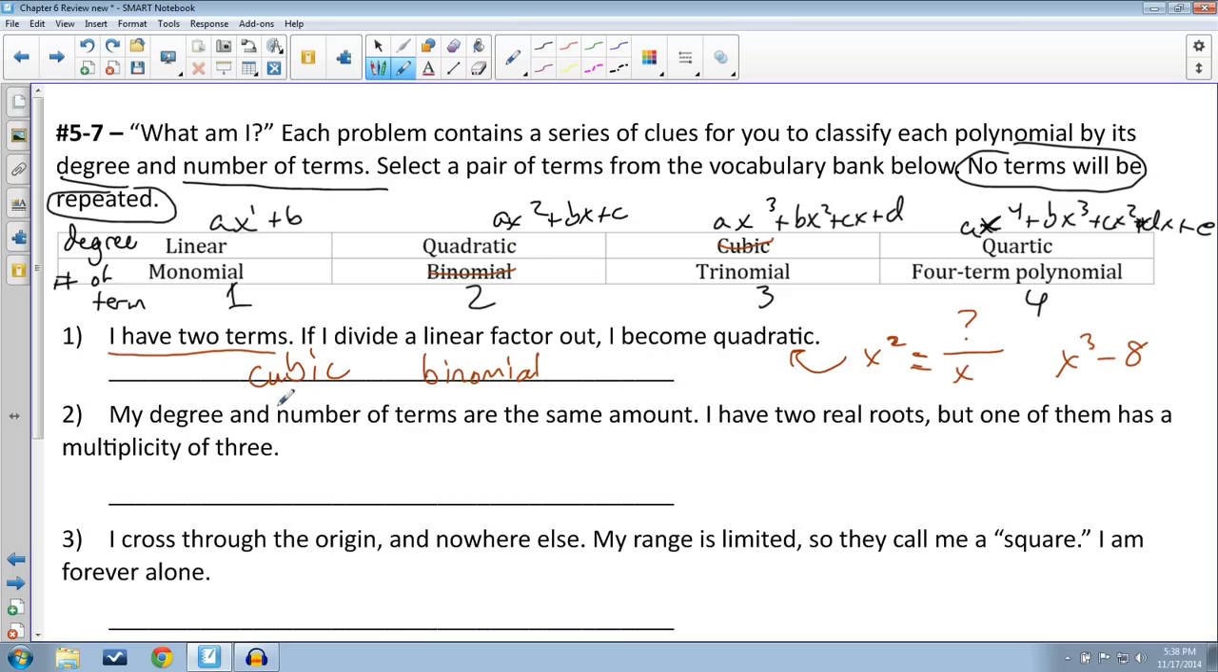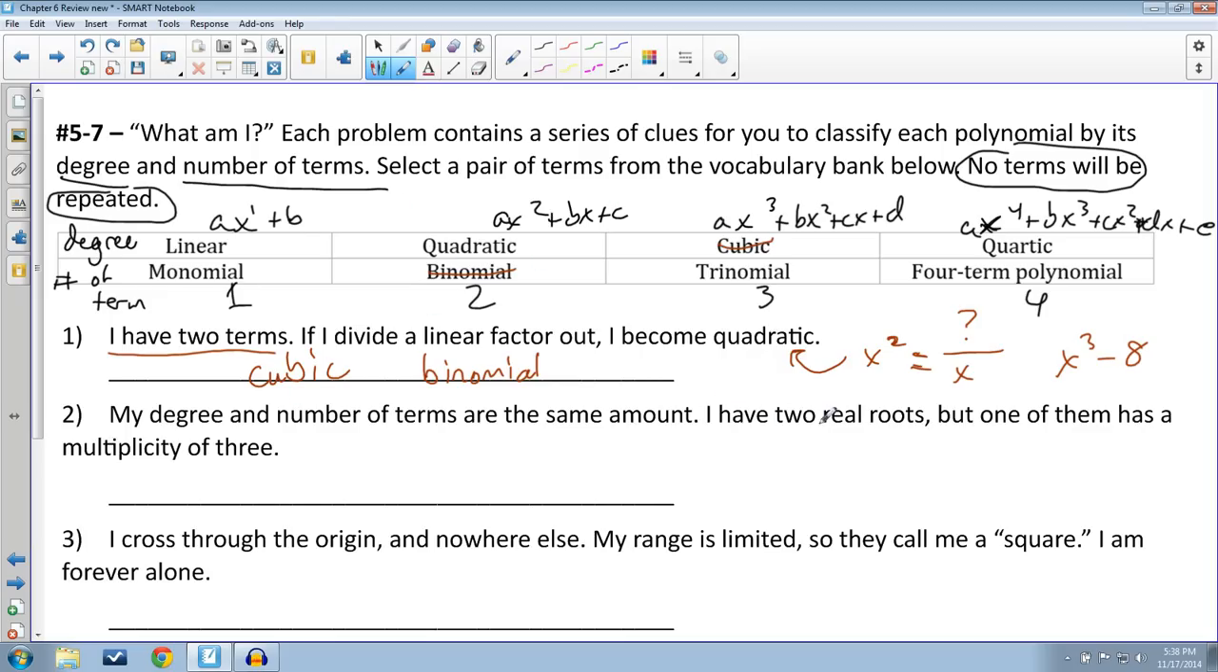Check this out. If the degree and number of terms are the same amount, and if we've already used binomial, that means your answer couldn't possibly be quadratic binomial. Why not? Well, because no terms will ever be repeated. We are not going to repeat binomial again, so you know it's not going to be quadratic binomial. So you know it's not quadratic, and you know it's not cubic trinomial because you can't use cubic either. So we know your answer is either linear monomial or quartic 4-term polynomial. Okay? Because if the degree and number of terms are the same, it's either 1 degree, 1 term, 2 degrees, 2 terms, 3, 3, and 4, 4. Couldn't be either of these because 2 of these have already been used.